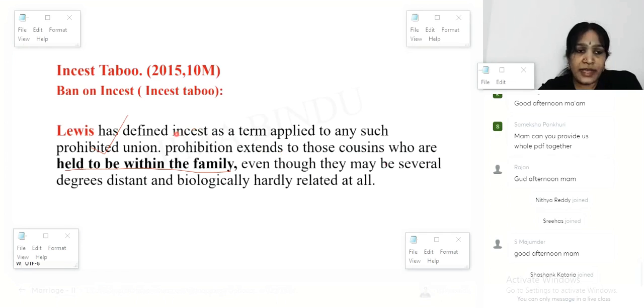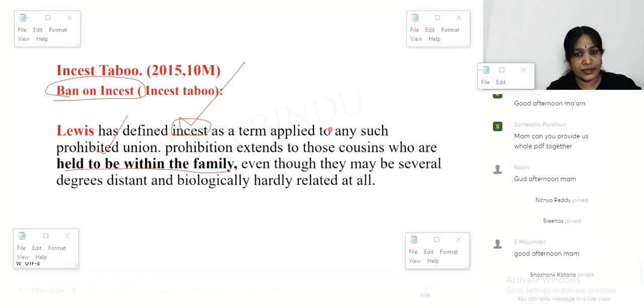If you observe, he defined the word incest. He did not define the word incest taboo. As we understood what incest is, avoidance of incest is called incest taboo. Incest taboo is nothing but a ban on incest. Let me read it out once again. Lewis defined incest as a term applied to such prohibited union. Because it is an unwanted union, avoid that. Ban on incest is incest taboo.